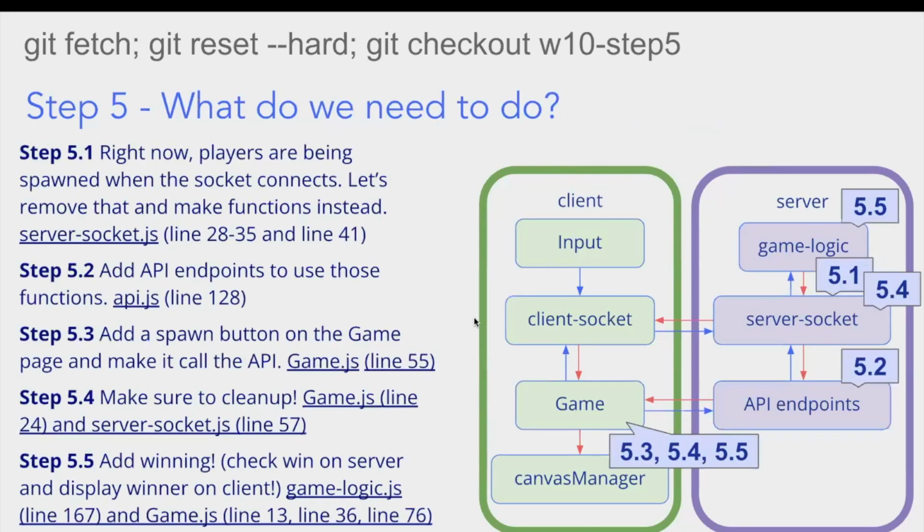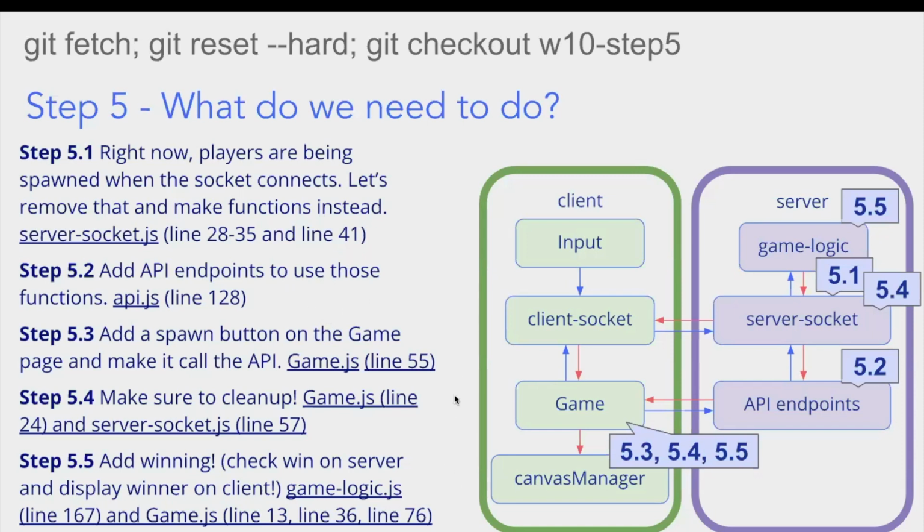So let's break this step down. There are 5 substeps in this step, and let's go through the coding portions. So the first substep is right now, players are being spawned when the socket connects. Let's remove that and actually just make functions to spawn in players instead. In the next substep, we're going to add API endpoints to use those functions that we just defined. In 5.3, we're going to actually add a spawn button on the game page and make it call this API endpoint that we just defined in 5.2.